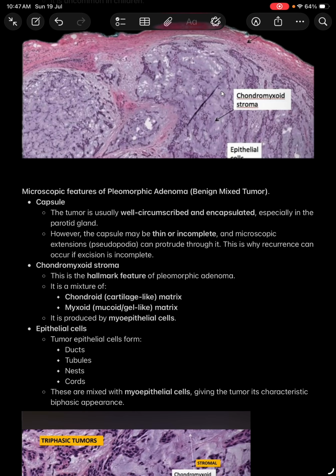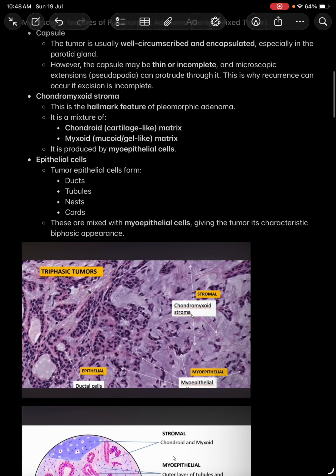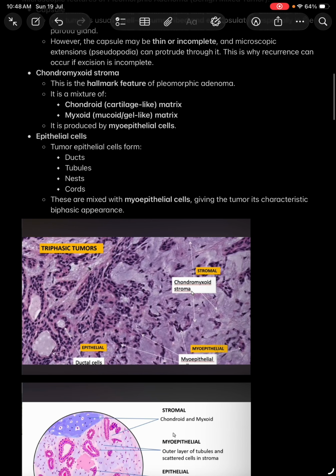Chondromyxoid stroma is a hallmark feature of pleomorphic adenoma. Chondroid is cartilage-like, and myxoid is mucoid-like material, so it is called chondromyxoid stroma. This stroma is produced by the myoepithelial cell. The tumor epithelial cells can form ductal, tubular, nest, and cord patterns. These are mixed with the myoepithelial cells, giving the tumor its characteristic biphasic pattern.